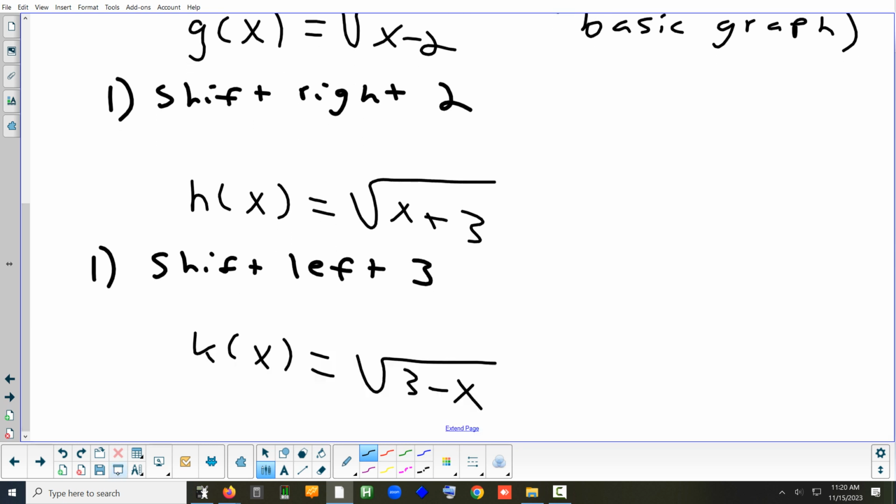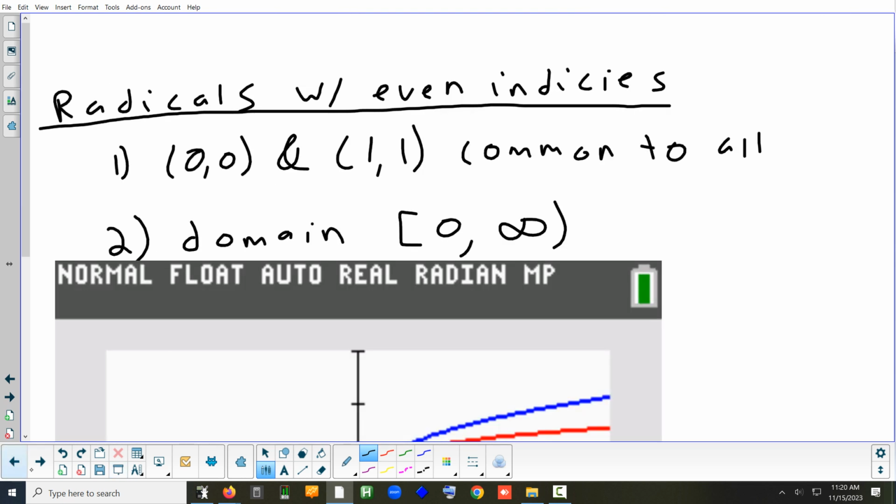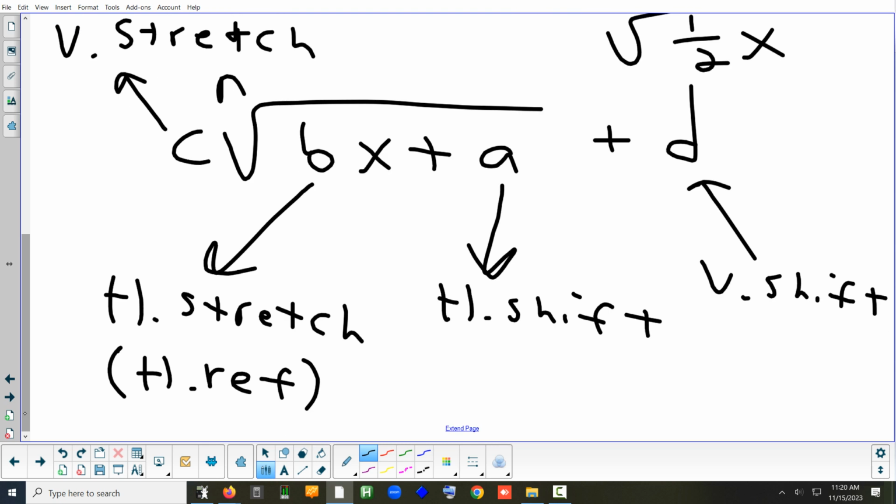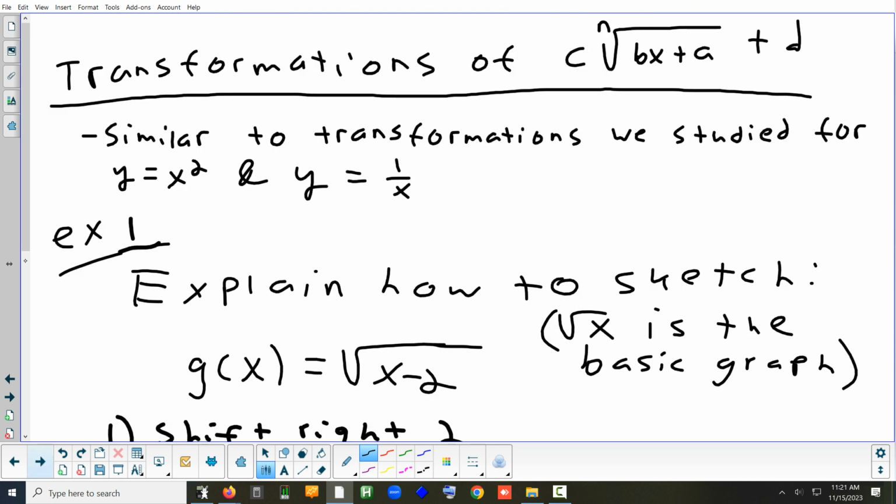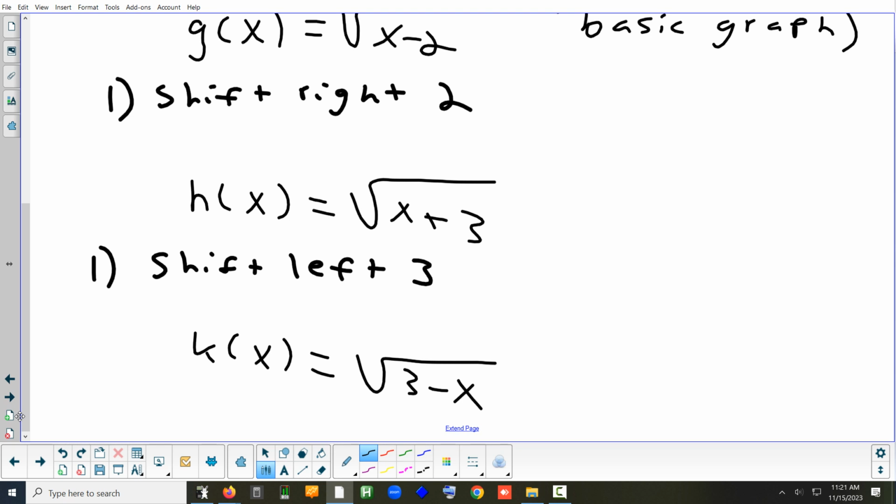And the last one is k of x. But what's wrong with the radicand? The 3's before that. Right, we don't like to put the number before the letter. We usually write it so that the number is after the letter. So let's fix that first. So how could we rewrite that? Right, that's really -x + 3.